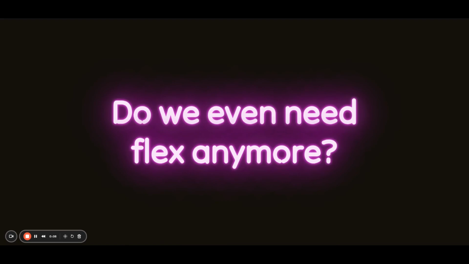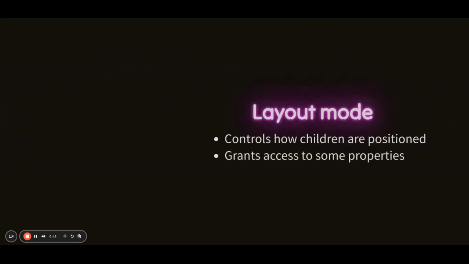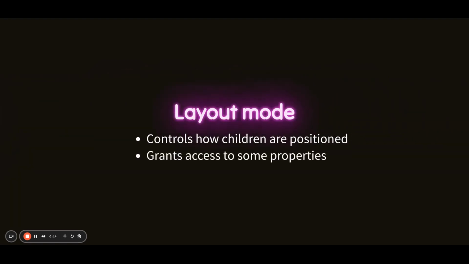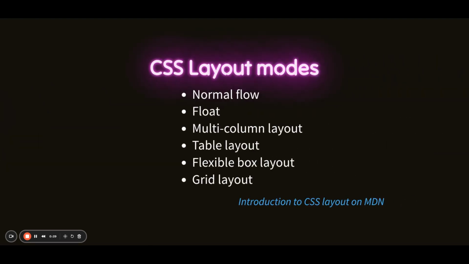So, today we're going to talk about different CSS layout modes and when and how to use each of them. A CSS layout mode controls how the direct children of an element are laid out relative to that element. And it can also give you access to some additional properties. So, for instance, the gap property is only available in grid and flex. There's a bunch of different layout modes.